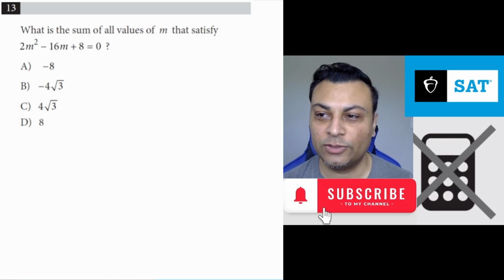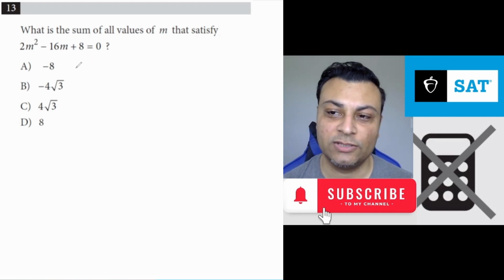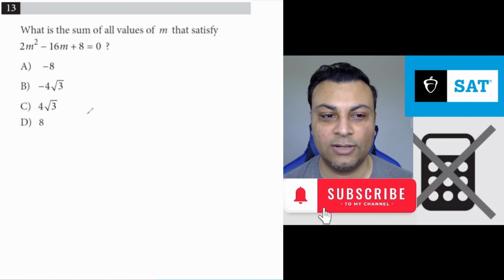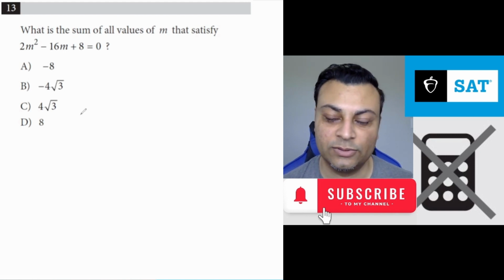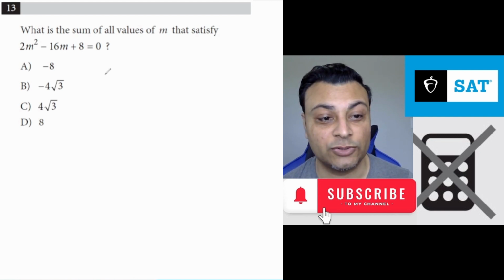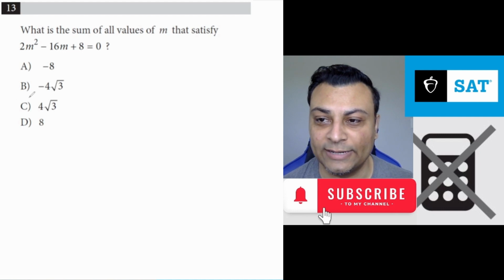Question 13 says, what is the sum of all values of m that satisfy this equation? Now this is a quadratic equation, and I'll show you a few ways to do this problem. So the first method is to solve it, get the two solutions, and add those up. That's one way, and we'll do that right now.